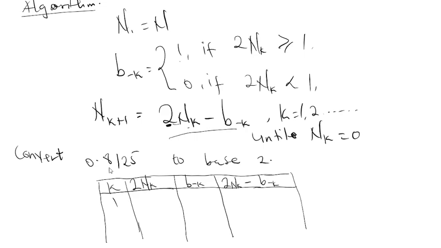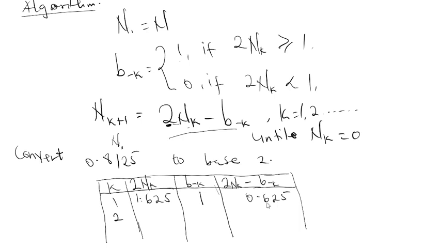Now let's see. The first one becomes our n. So the first one, n1, we're going to multiply by 2. When we multiply this by 2, the result will be 1.625. This number is greater than 1, so we said that if it is greater than or equal to 1, we are going to write b_-k as 1. Then we subtract, and this minus this will give us 0.625. Then move on to the next step.